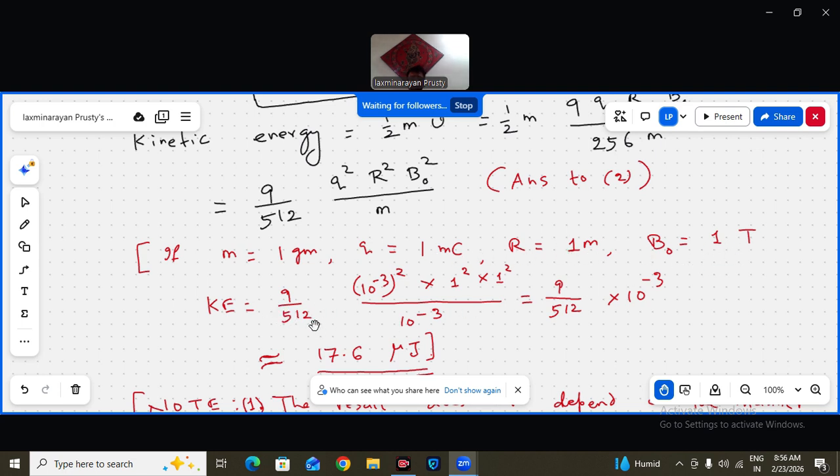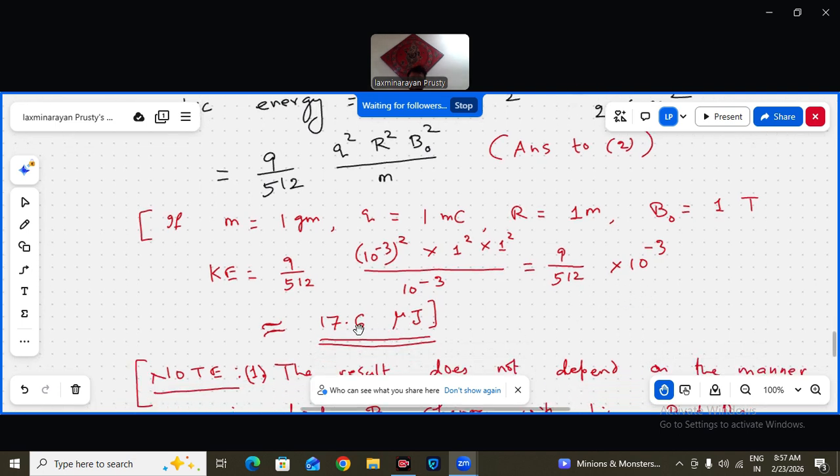So K will be 9 by 512, 10 to the power minus 3 squared, R1 squared, again 1 square, 10 to the power minus... when B naught, the magnetic field on the axis, becomes 0 to 1 Tesla, what is the kinetic energy? So V naught squared, divided by M is 10 to the power minus 3, 1 gram is 10 to the minus 3 kg. So this becomes 10 to the power minus 3, 9 by 512, 10 to the power minus 3, or 17.6 microjoule approximately. Okay, so this is the answer to question number 2.